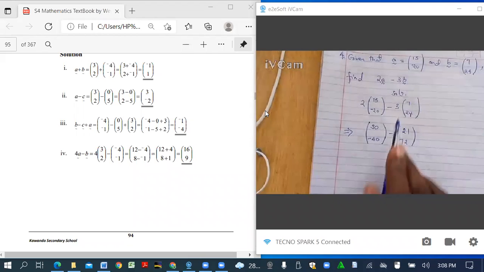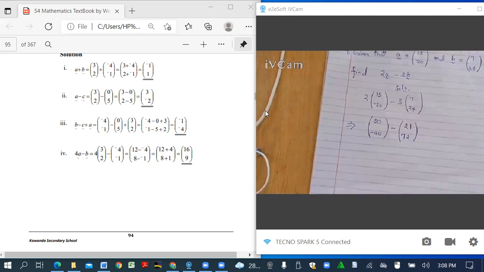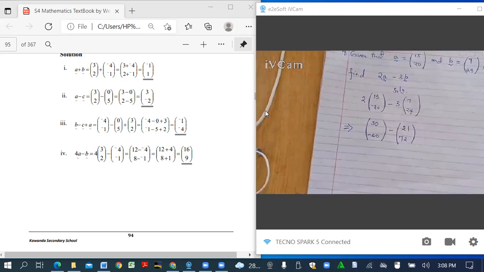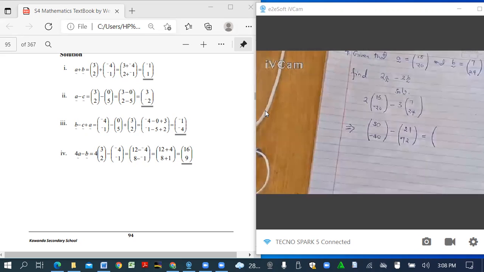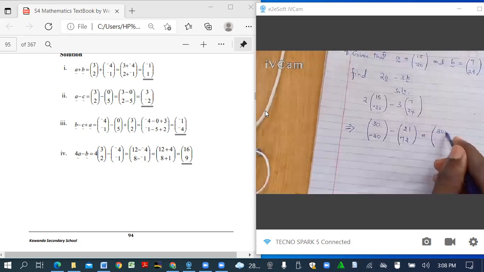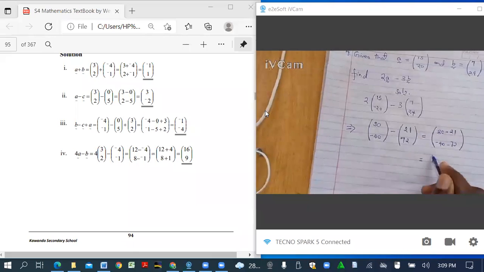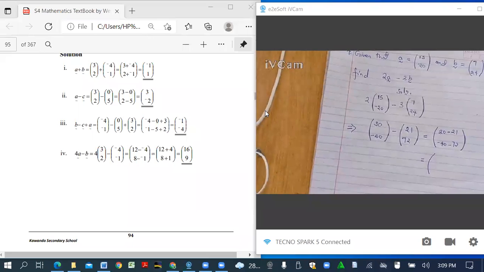Because there's a negative here. Why are you not putting the negative there? We have to maintain that negative. It's not part of the color. Excellent, Patricia. Excellent. Good. Continue. Then we shall have 30 minus 21. Then negative 40 minus 72. Okay. What do you get now, Patricia?